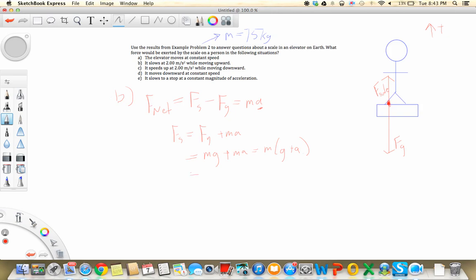When we plug our numbers in there, that's going to be the 75 kilograms times 9.8 plus the acceleration that your elevator is traveling at, which is 2.0 meters per second squared. Plug that in the calculator, you'll find the force on the scale.